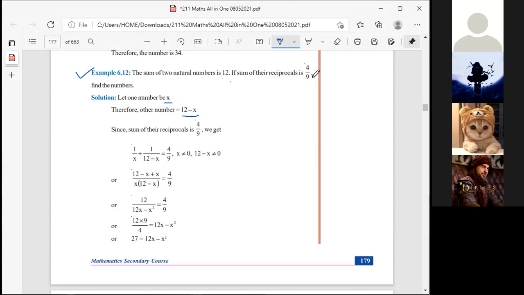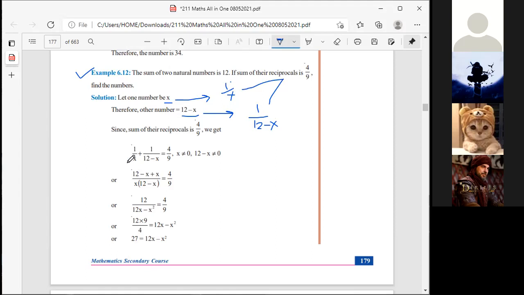If the sum of their reciprocals is 4 upon 9, reciprocals means the reciprocals of the numbers. So if we take the reciprocal of x, what is going to be the reciprocal of x? Can I say 1 upon x? What is going to be the reciprocal of 12 minus x? Can I say 1 upon 12 minus x? Yes. These are the reciprocals.